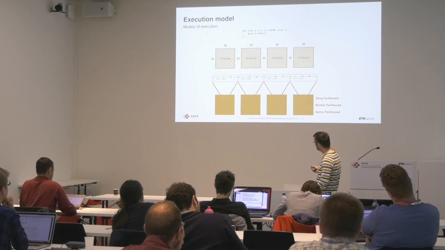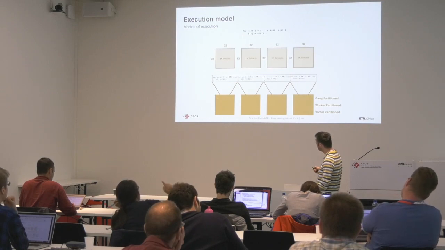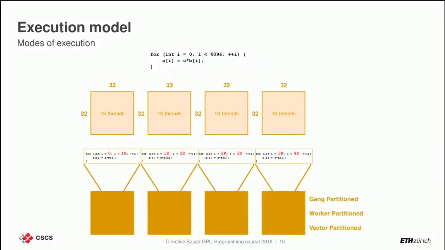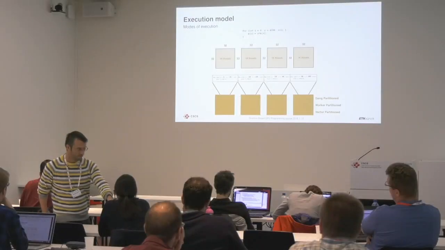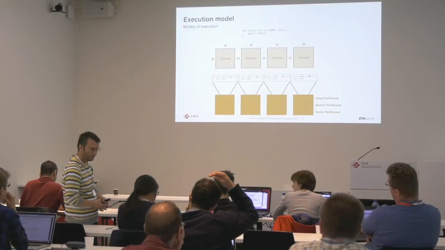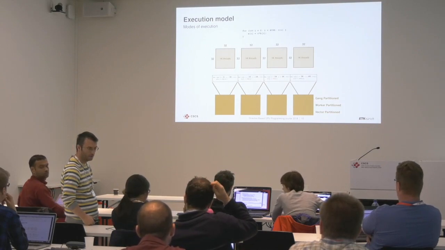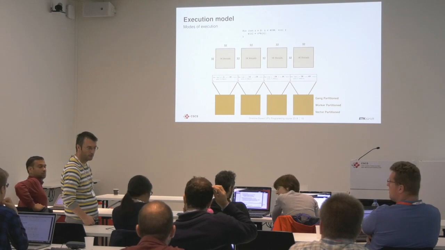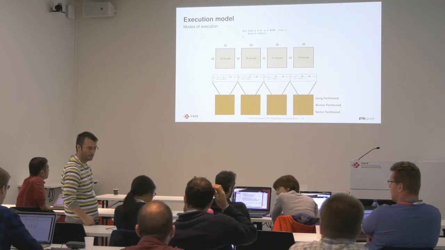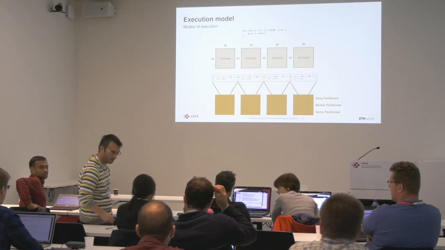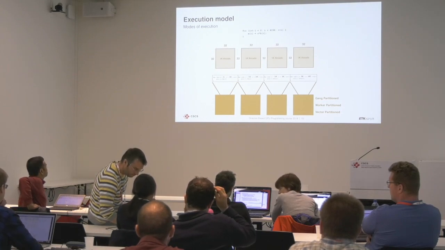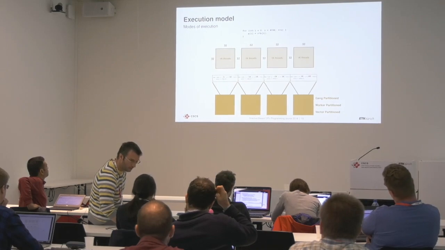Also, all the warps are active, and every thread of a warp is active. So when it's a single vector, there is only one thread per worker, so only 32 threads are working on the 1,000 iterations, from 0 to 1,000.